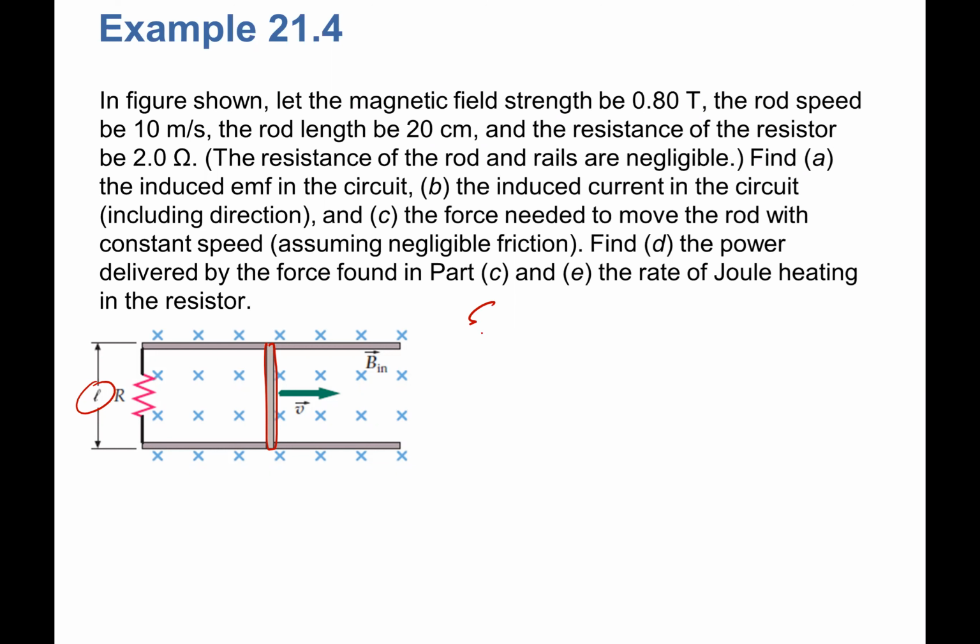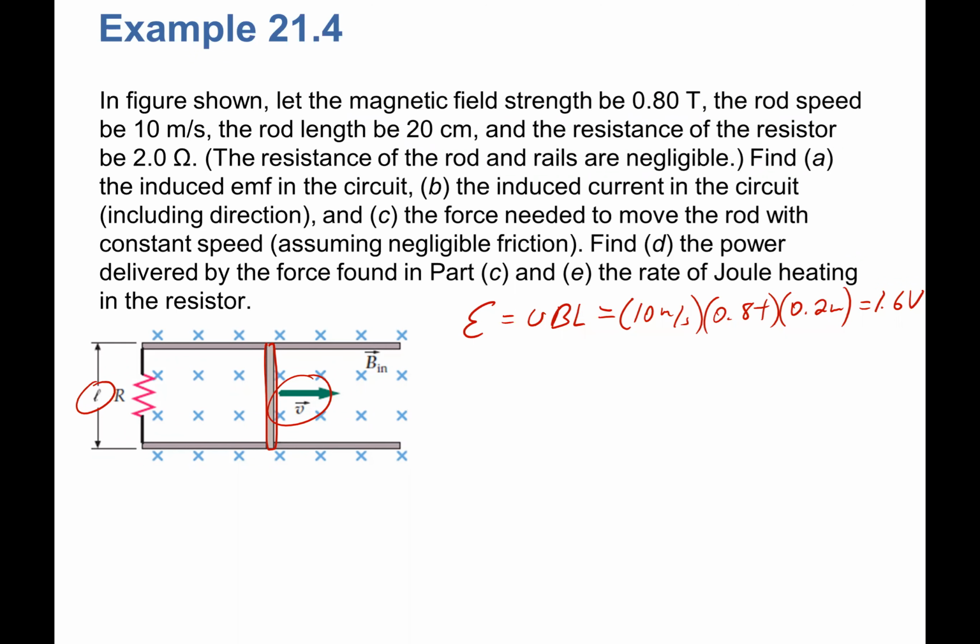Well, induced EMF is V times B times L. It's simple enough. I have a velocity perpendicular to the magnetic field, 10 meters per second, the magnetic field strength of 0.8 Tesla, and the length of the rod, 0.2 meters, and I can calculate the motional EMF to be 1.6 volts. It's a relatively decent potential difference, like an AA or AAA battery, right? 1.5 volt, this is 1.6 volt. That means if there's a light bulb there, it will work perfectly.